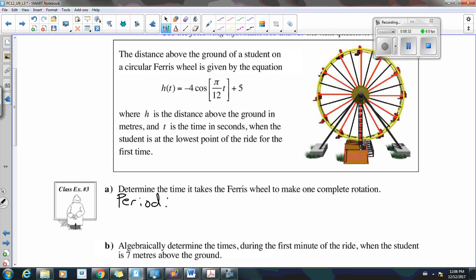Well, remember, word problems are almost always in radians, so unless you see a degree symbol in there, you want to assume that you're working in radians. So to find the period, always 2 pi divided by the b value, which is that number there, that is our horizontal stretch. And this gives us a period of 24. So it takes 24 seconds to do a complete rotation.